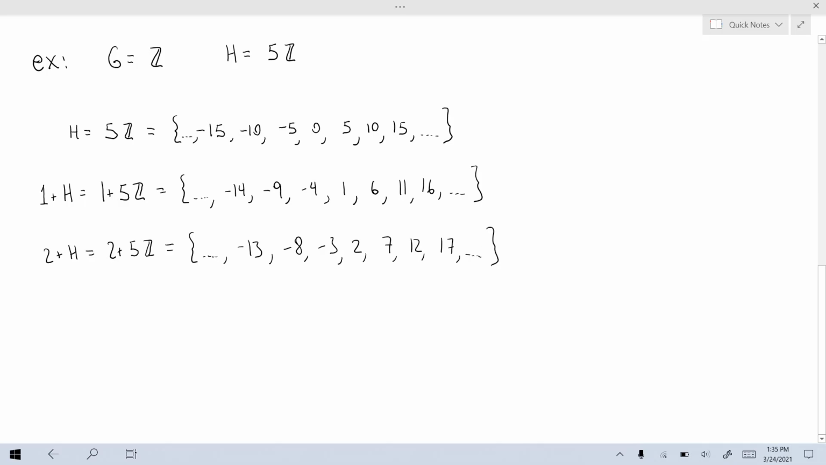Okay, so that's another coset of H. So do I have every integer right now? The answer would be no, I'm still missing a few integers, right? I have 0, 1, 2, but we don't have the integer 3 anywhere. So I have at least one more coset that I need to list. So let's do 3 plus H.